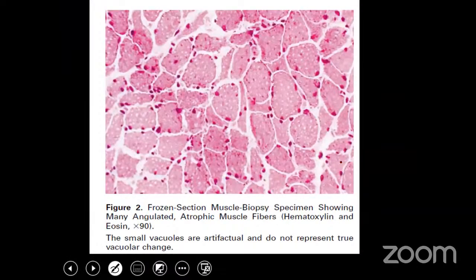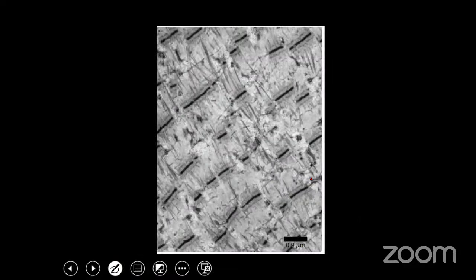In this frozen section muscle biopsy specimen, you can see many angulated atrophic muscle fibers. These are normal fibers here, and there are some atrophic fibers, which you can see as these angulated fibers. There are some small vacuoles. They're artifactual, don't worry about them. I'll show you the electron microscope picture of this.